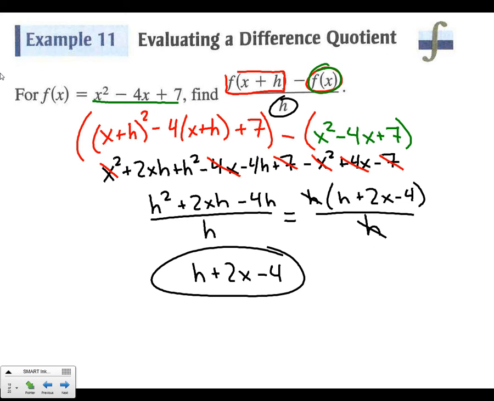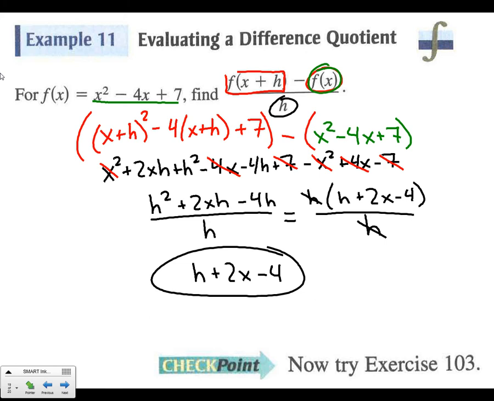And that is our difference quotient. This is tricky. Try exercise 103. These are hard ones. We will definitely go over this in class as well. Good luck with this. Any questions, please come and see me.